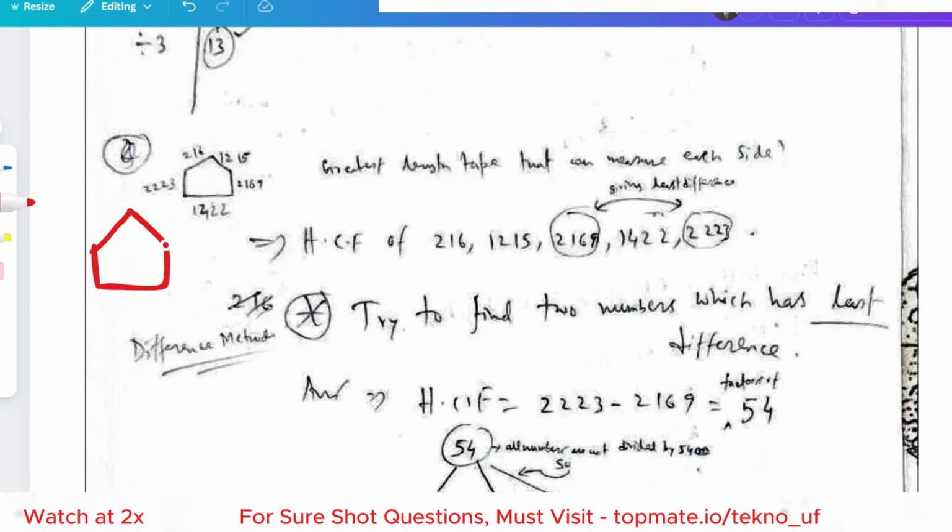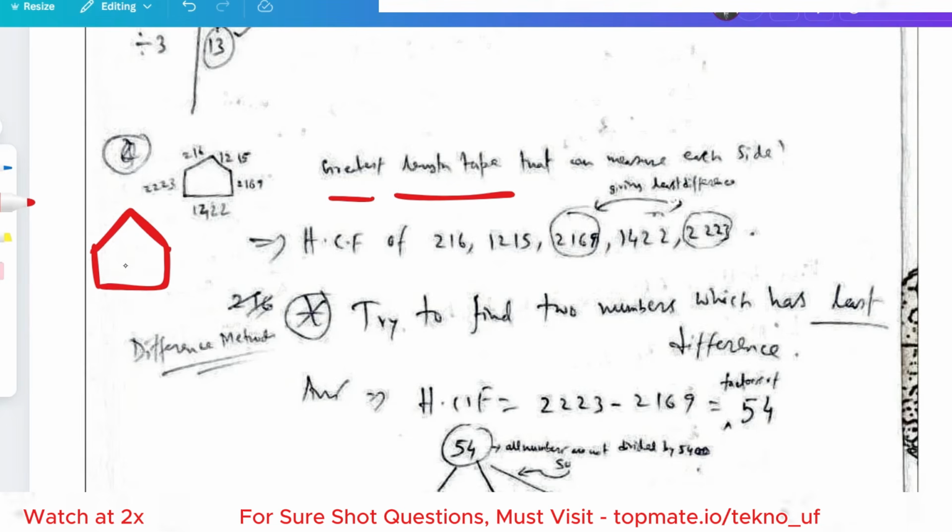and you are told that all the sides of this are respectively 216, this, so find the greatest length tape that can measure each side. Here greatest is mentioned, right? So that's why you have to go with the HCF. So how to find out the HCF? I have already shown how to calculate it, right?